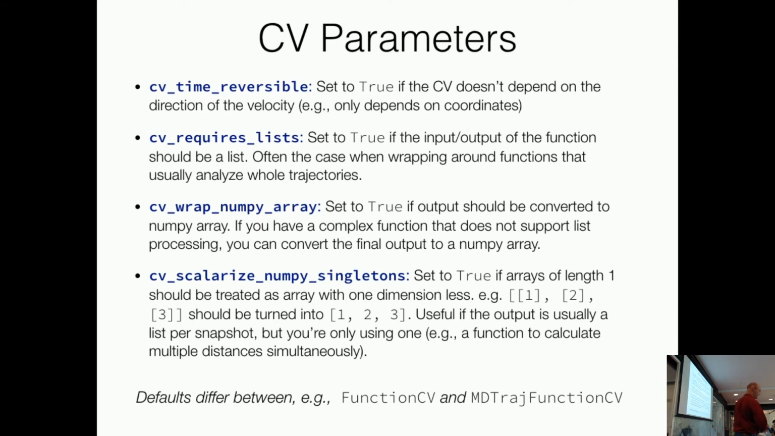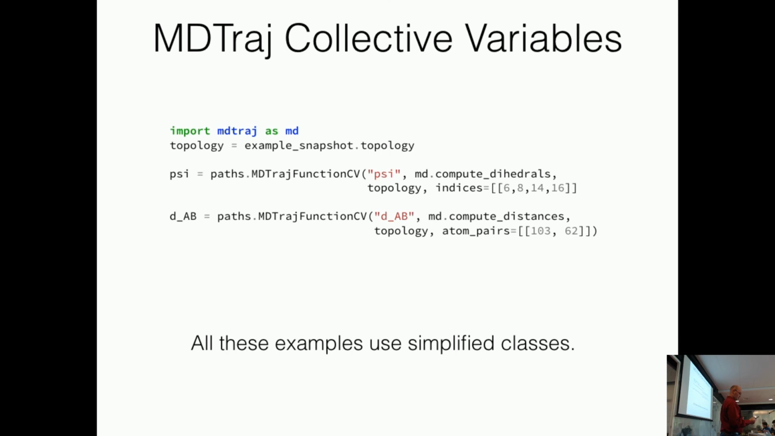Yeah. So then this last one is CV scalarized NumPy singletons. This is something that comes out of our experience with MD Traj. MD Traj, for example, if you want to compute distances, you notice that there's two sets of brackets around those lists. If I go back here, you'll see there's two sets of brackets. That's because MD Traj will calculate this one distance, but MD Traj would simultaneously calculate 10 distances if I wanted it to. Which, again, it does because it's a lot faster to calculate a lot of things at once than to load the snapshot into memory over and over again.